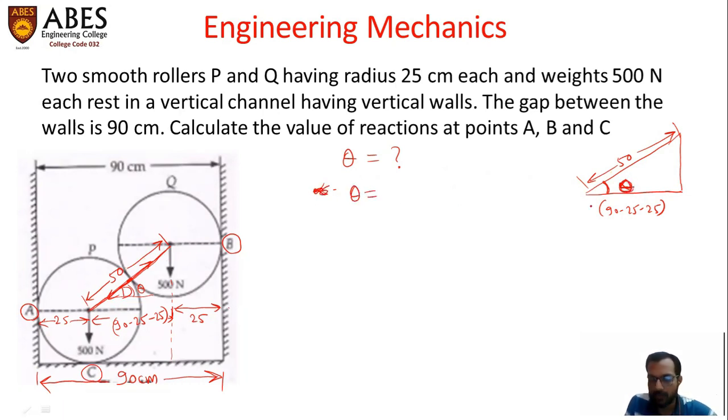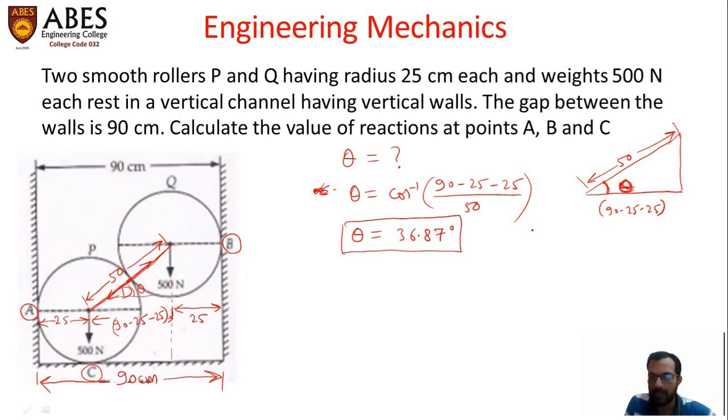So theta will be equal to cos inverse of base upon hypotenuse: 90 minus 25 minus 25 upon 50. So this is clearly 40 upon 50. Cos inverse 40 upon 50. We can calculate this value and it comes to be 36.87 degrees. Okay. Now we have the inclination of the mutual reaction between these two rollers. Now you can proceed ahead for drawing the free body diagrams.